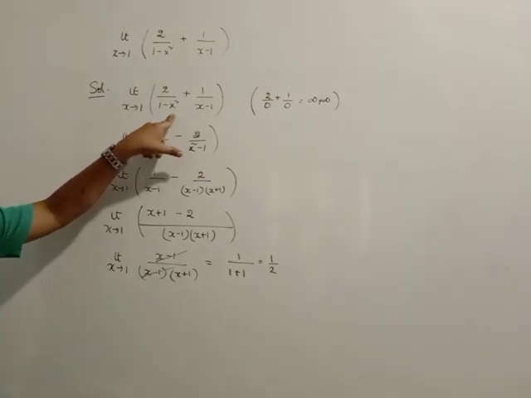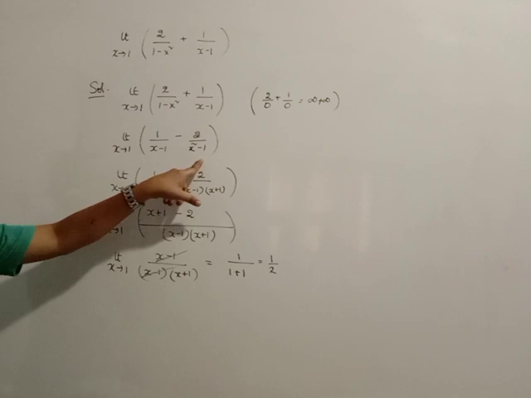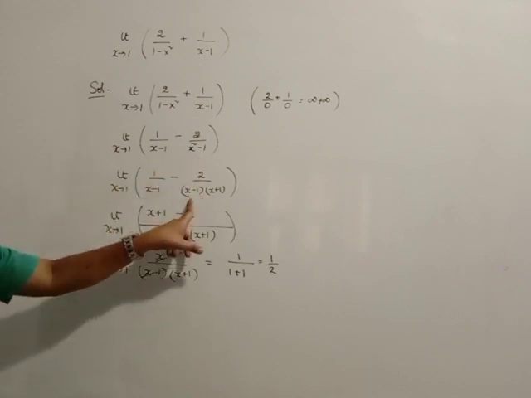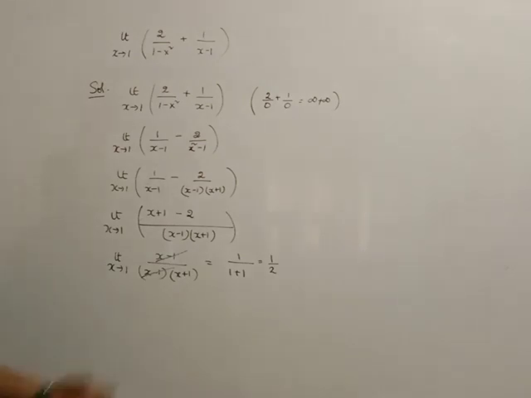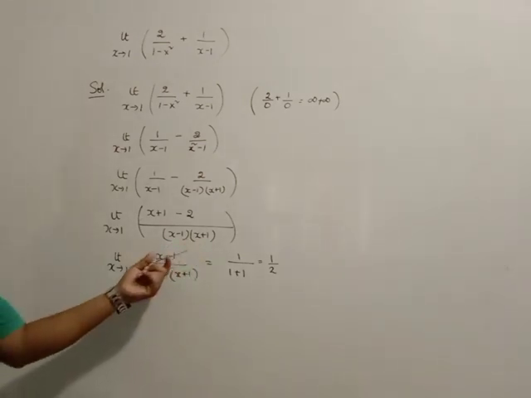From here I take the common minus, so 1 by x minus 1 minus 2 by x square minus 1. The next step is a square minus b square equals a minus b into a plus b. After that I take the LCM. Finally, cancel the term containing x minus 1.